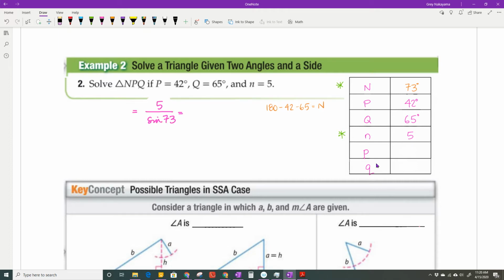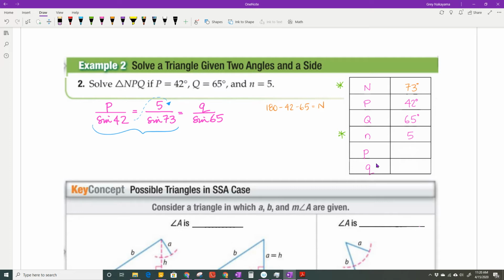So I have 5 over the sine of 73. Now, again, I put 5 on top, y'all, because I'm looking for little p and little q. And since that's what I'm looking for, I want it on top. Okay. Now, the first thing I'm going to do is use this part of my extended proportion. And when you put it on top, y'all, you only have to move something on the bottom to solve it. So that means that I am taking the sine of 42 and I'm moving it to right there.